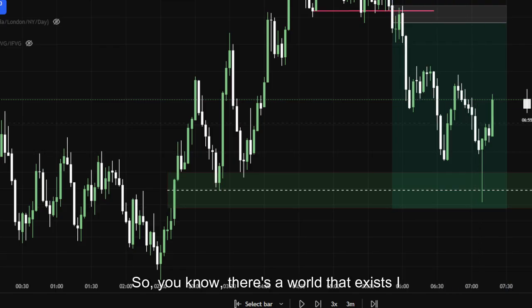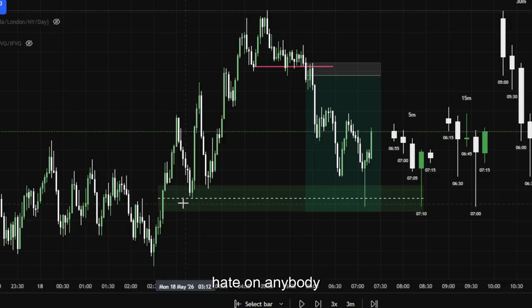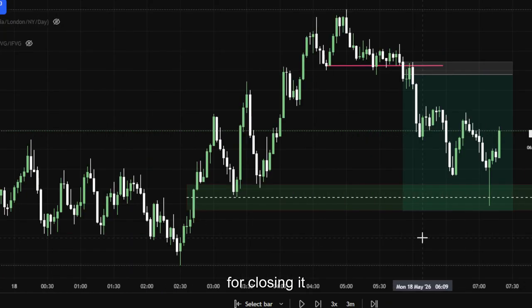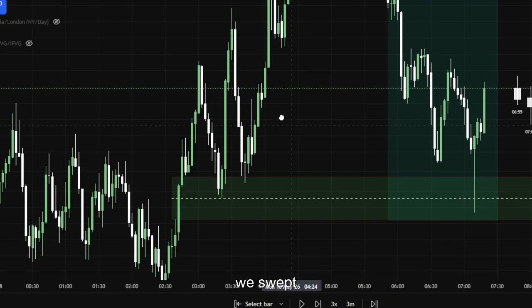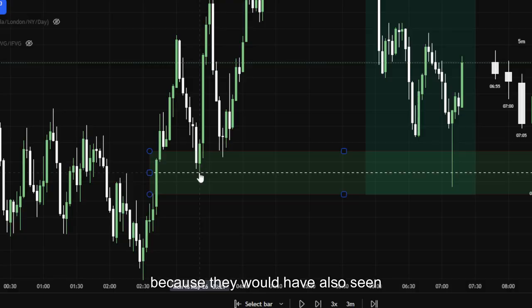So, there's a world that exists. I wouldn't hate on anybody for closing it when we swept these lows, because they would have also seen this fair value gap.